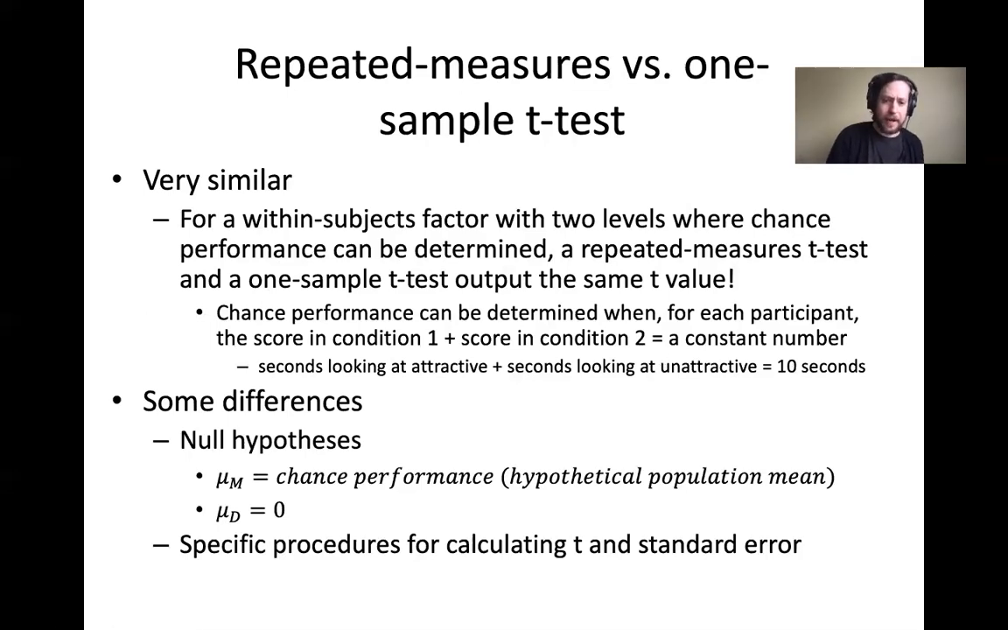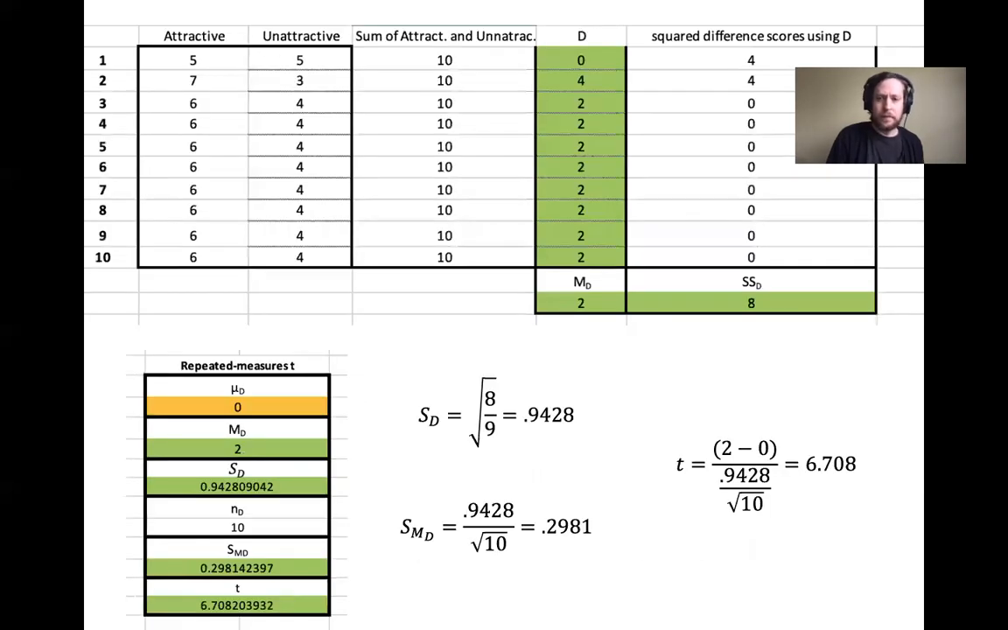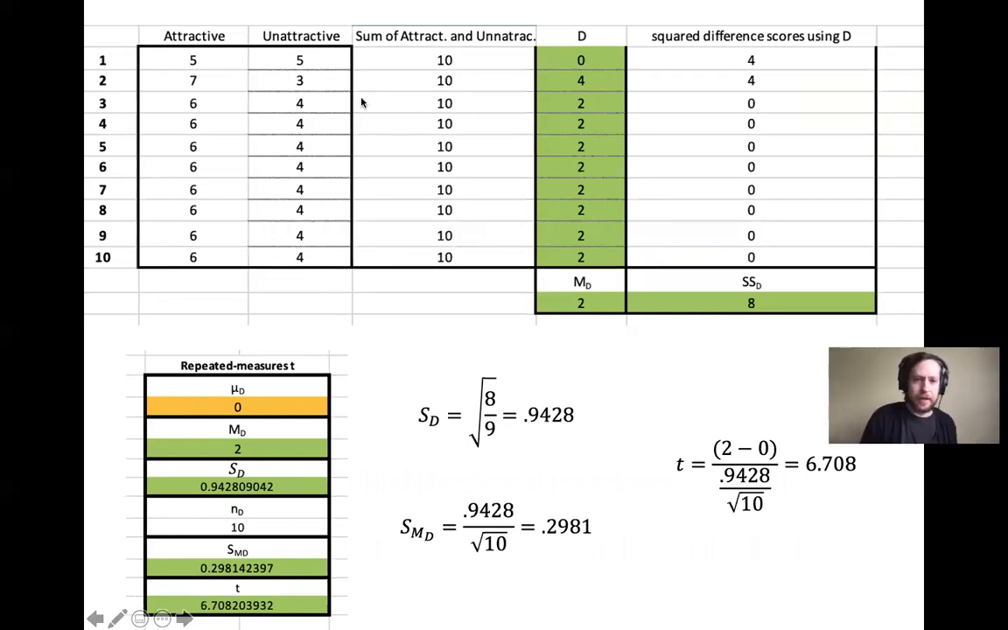And so let's go back. Here is the data right here. We just calculated this right here as a repeated measures t. We know that because all these numbers in here are based on difference scores, all these d's here. But we could have also calculated a one sample t for this. The reason we could have is because if we look at these numbers right here, they're all 10s. They're all the same. 5 plus 5 equals 10. 7 plus 3 equals 10. When you add up the score in condition 1 plus the score of condition 2, it always equals 10.